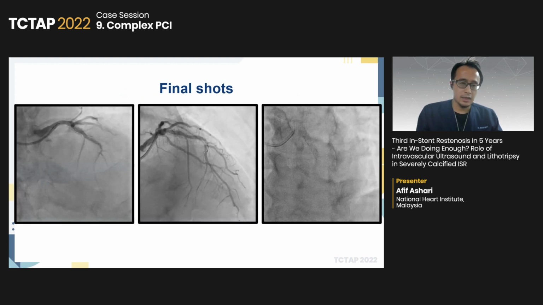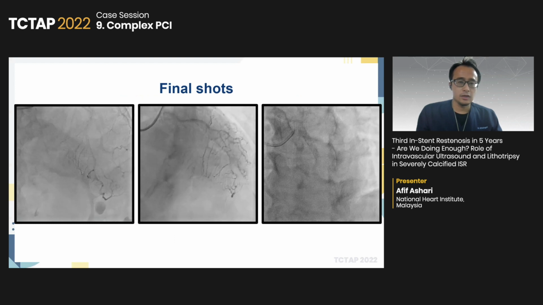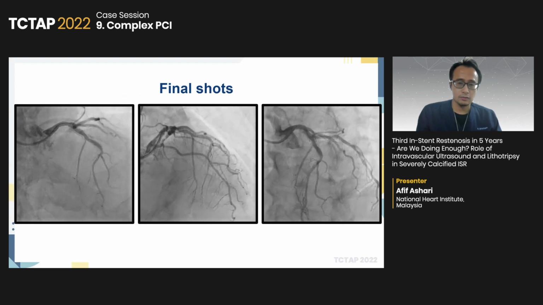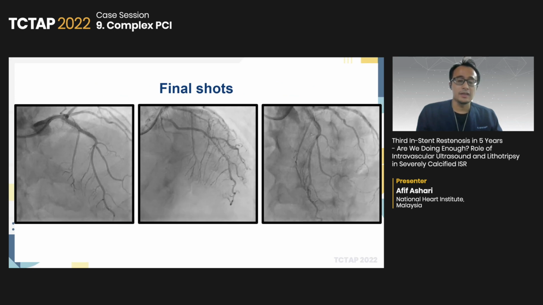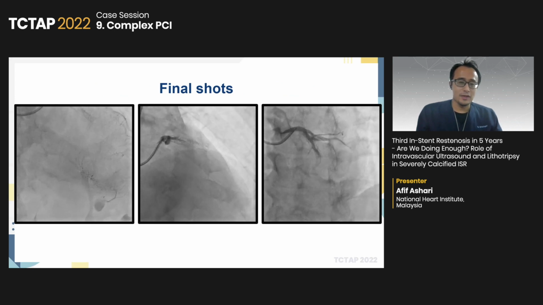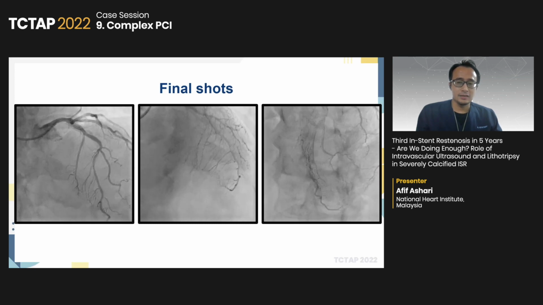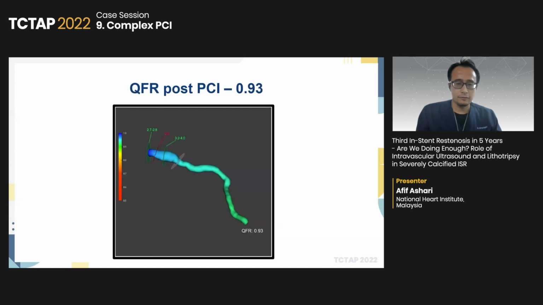I mean, we accept that this is the old stent. There's a lot of tissue proliferation going on, but we thought this was an adequate and good enough result at this point in time. So hopefully he wouldn't come with any ACS events in the near future. We also confirmed with QFR post-procedure, and the QFR has improved to 0.93.